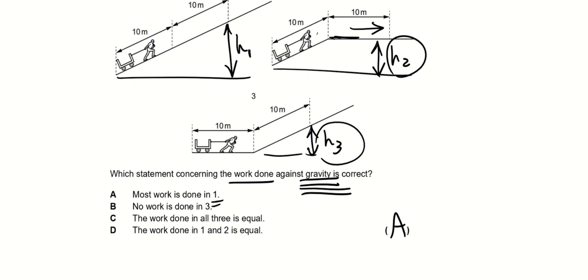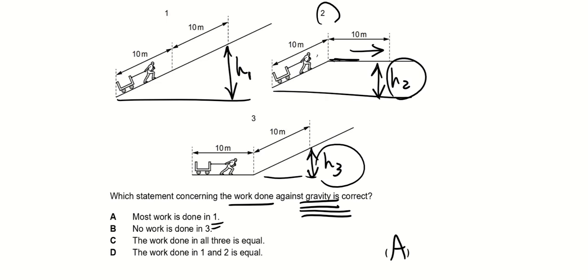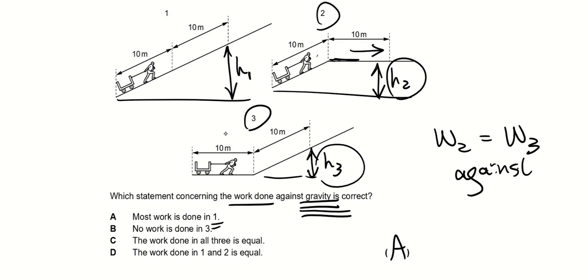Okay? So the work done against gravity will be the same for 2 and 3. Work done for 2 will be equal to work done for 3 against gravity, because they rise up to the same vertical height.